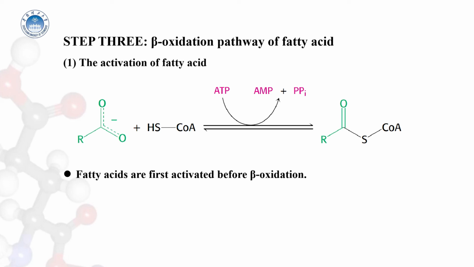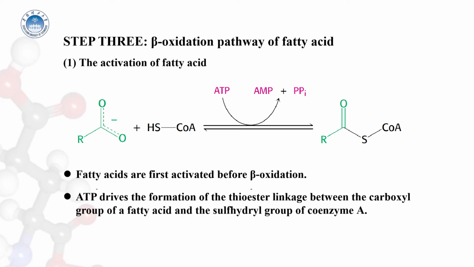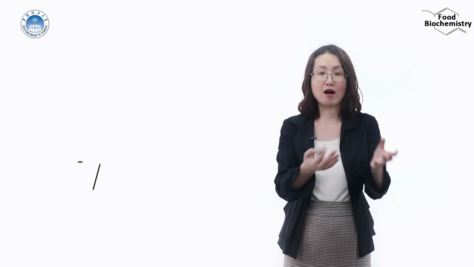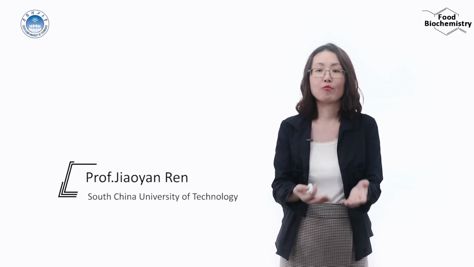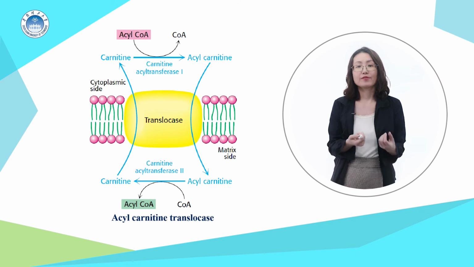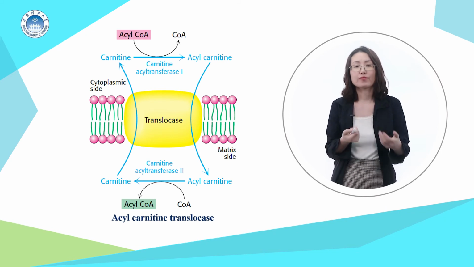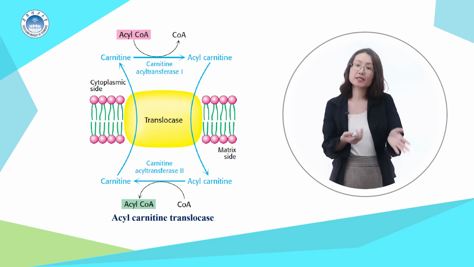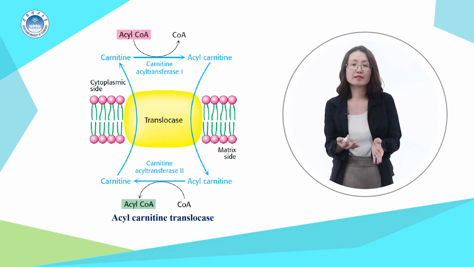Adenosine triphosphate, ATP, drives the formation of the thioester linkage between the carboxyl group of the fatty acid and the sulfhydryl group of coenzyme A. This activation reaction takes place on the outer mitochondrial membrane, where it is catalyzed by acyl-CoA synthetase. Fatty acids are activated on the outer mitochondrial membrane, whereas they are oxidized in the mitochondrial matrix.